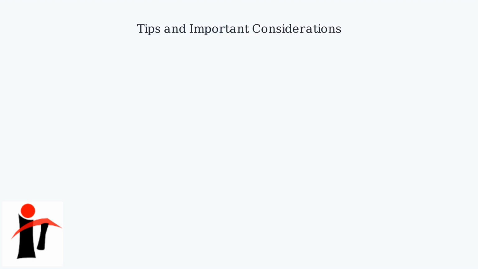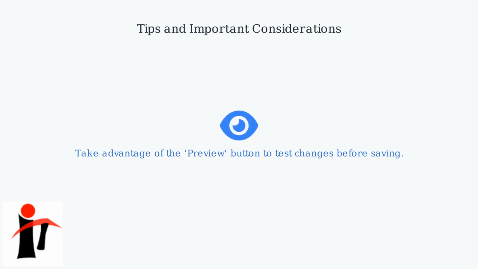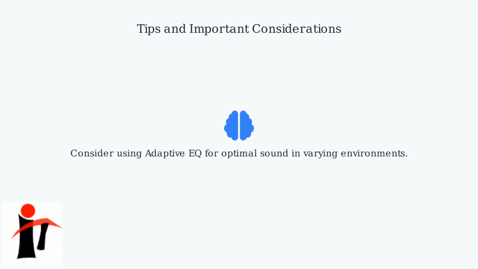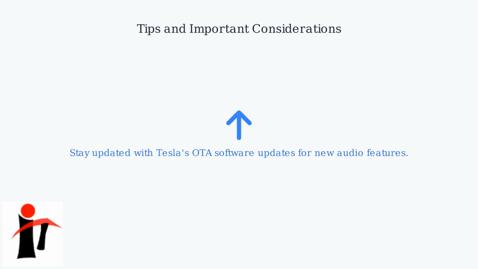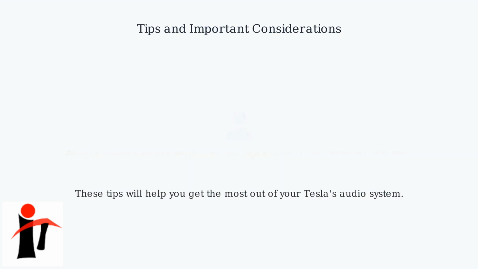Here are some important tips and considerations for using Tesla's audio system. Always adjust audio settings while parked to avoid distractions. Take advantage of the preview button to test changes before saving. Consider using adaptive EQ for optimal sound in varying environments. Stay updated with Tesla's OTA software updates for new audio features and improvements. Remember that audio preferences are subjective, so experiment to find what sounds best to you. These tips will help you get the most out of your Tesla's audio system.